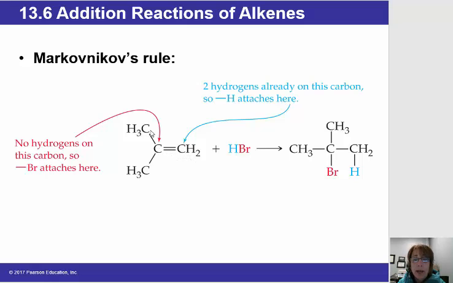If we look at 2-methylpropene, the carbon on the right has two hydrogens. So the hydrogen in HBr is going to preferentially bond to that carbon, and the bromine will bond to the carbon that has fewer hydrogens. You will be expected to look at the structure of any alkene that an HBr or HCl is adding to, and know that the hydrogen from that small molecule is going to bond preferentially to the carbon in the double bond that already has more hydrogens.